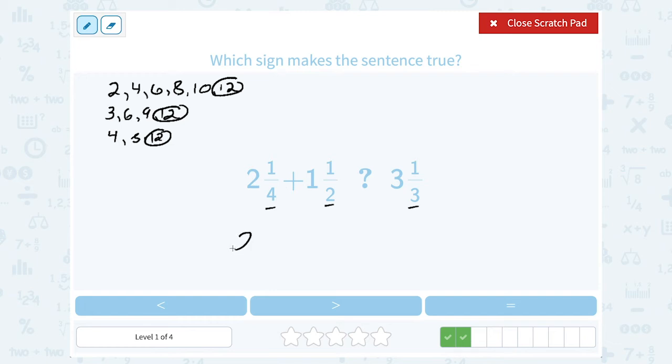So 2 and something out of 12 plus 1 and something out of 12. We want to compare that to 3 and something out of 12.